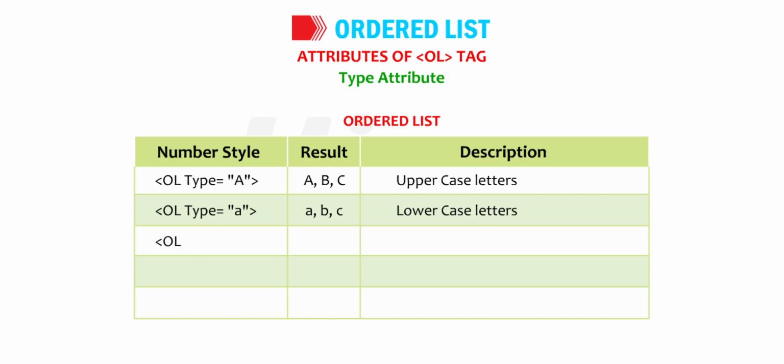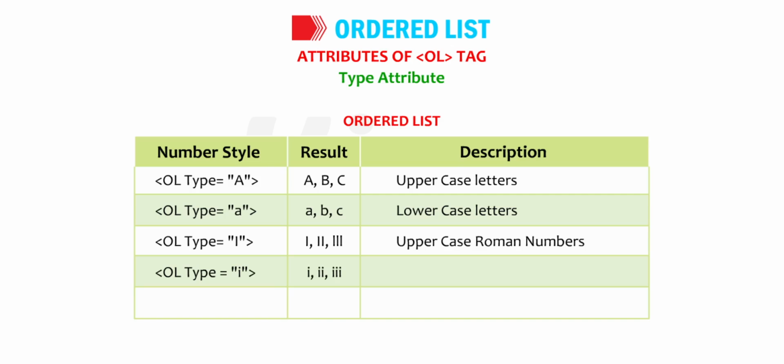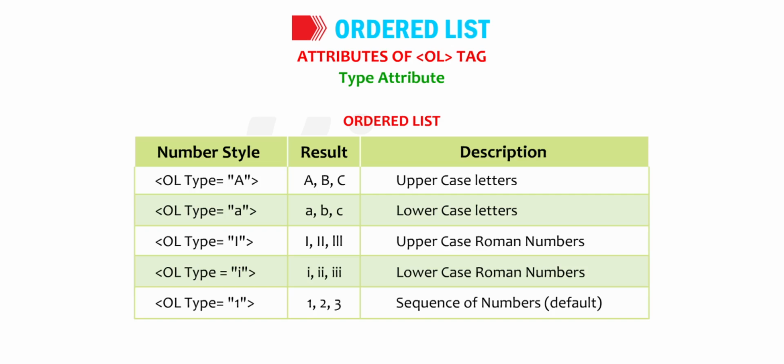lowercase letters; OL type equals "I", uppercase Roman numbers; OL type equals "i", lowercase Roman numbers; OL type equals "1", result 1, 2, 3, sequence of numbers, default.